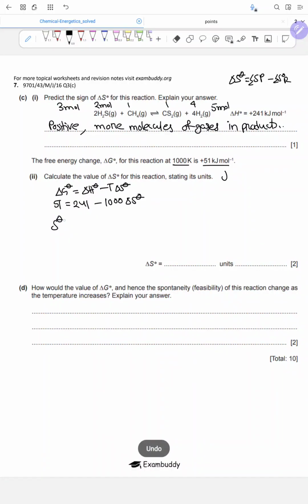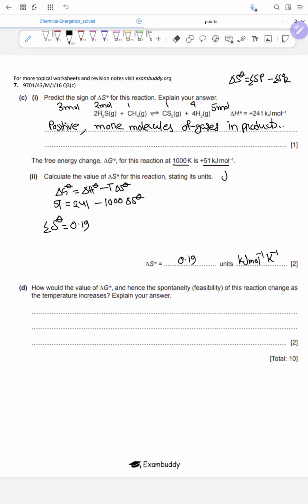All right, let's put it out. We have 241 minus 51 divided by 1000. It will give us 0.19. Right, this is our magnitude. Now we have to find out the unit. We'll write kilojoule mole minus 1 K minus 1.